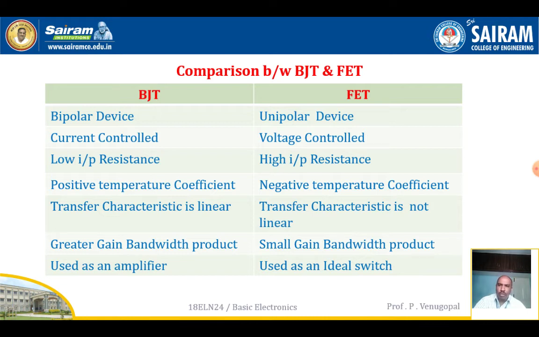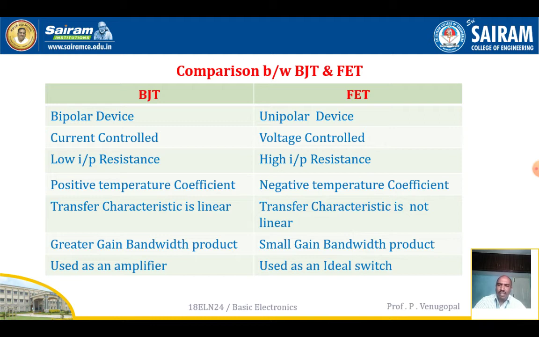BJT has a low input resistance, but FET has high input resistance. BJT has a positive temperature coefficient, but FET has a negative temperature coefficient. Next difference is transfer characteristics. Transfer characteristics is linear in BJT, but transfer characteristics is not linear in FET. BJT has a greater gain bandwidth product, but FET has a small gain bandwidth product.